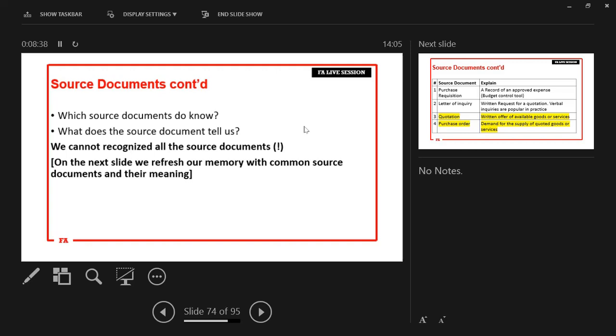Because if you don't know your source document, you'll be looking for what is not there. For instance, if you bought goods on cash basis, and then you are just given a receipt, and your boss says, go and look for the invoice. And you decide to look for the invoice. What will happen? You'll be looking for something that is not there, like someone who went into the storage room and comes out with only dust. Why? Because they just don't understand what the boss is saying.